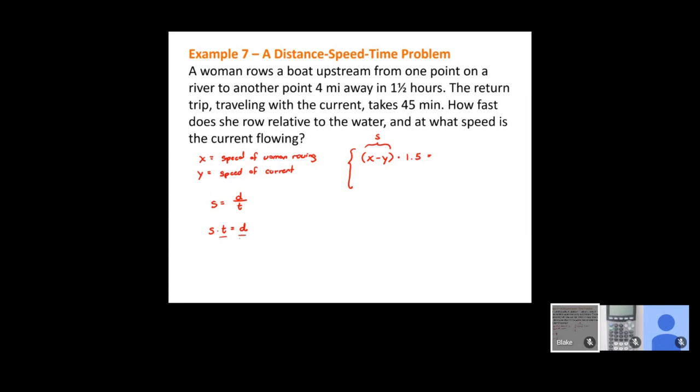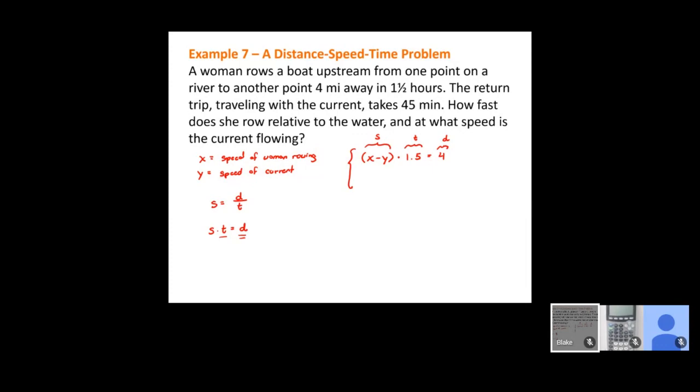And then we want to set that equal to the distance. And so what's the distance for that trip? 4 miles, so we're going to set that equal to 4. So again, this is our time. This right here is the distance. And so we have speed times time equals distance, and that's the upstream trip.